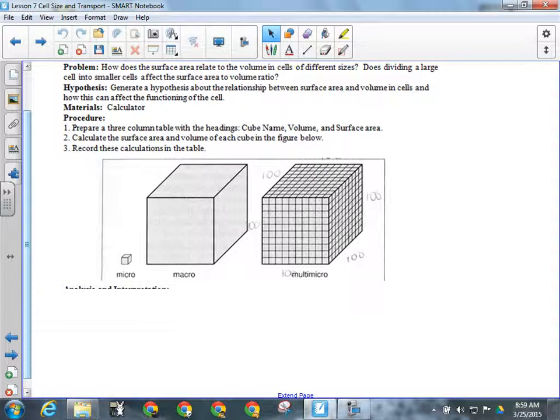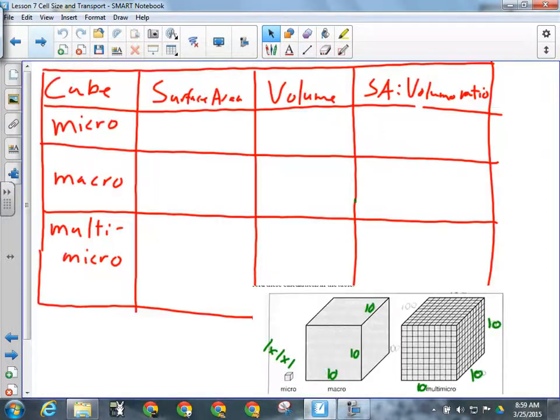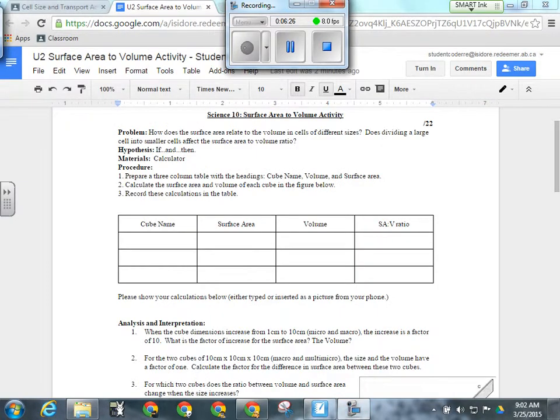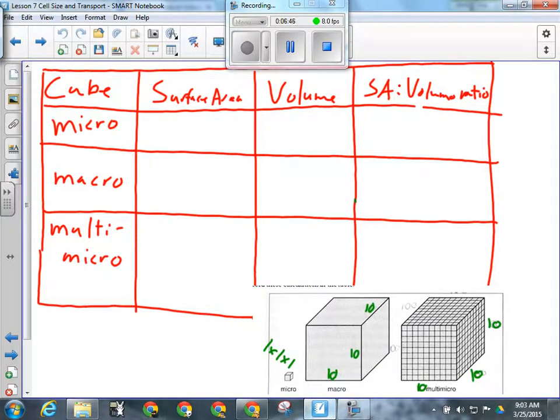Okay. All right. So we're going to have a 3-column table that's going to look something like this, and I think it's already inserted into the Google Doc that you're going to get. Okay. So we're going to have these cubes here. All right. Micro, macro, and multi-micro. We're going to calculate their surface areas, volumes, and surface area to volume ratios. While you're getting signed in, this is what your Google Doc's going to look like. You'll have the spot where you'll write your hypothesis, and then you'll have this chart. This is the chart we're going to fill in here. So if you're to this point already, you'll probably want to put micro, macro, and multi-micro in for the cube names.